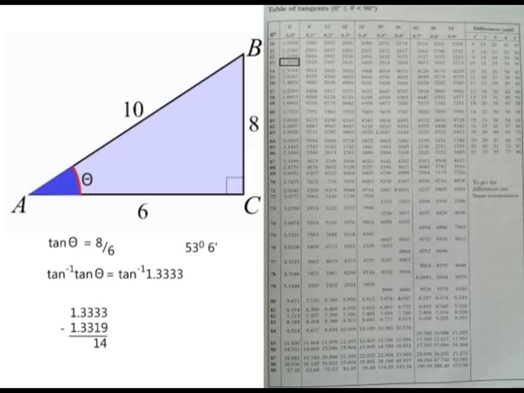We go to the differences column and look for 14, or the closest number. There's no 14. There is 10 and 15. 15 is closer to 14, and it is found in the column of 2 minutes. So we add this to our previous angle. So 53 degrees and 6 minutes plus 2 minutes gives us 53 degrees and 8 minutes. And that is the angle.